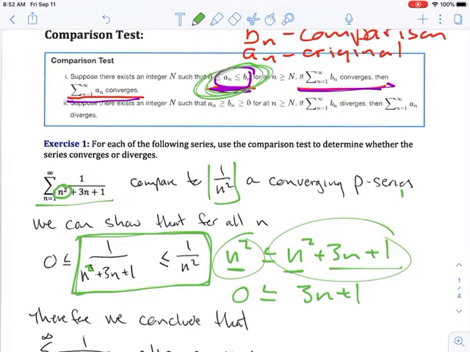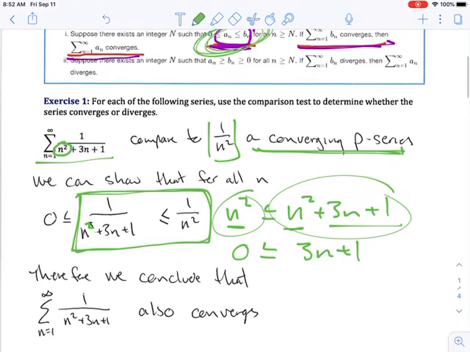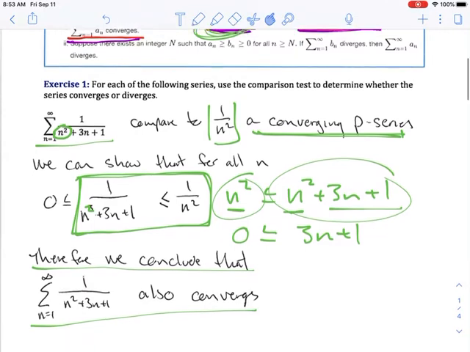All right. Then we also know that 1 over n squared is a converging p-series. Well, if we know that 1 over n squared is a converging p-series and it is always greater than the original series, then there's nothing to do. We simply conclude that it converges. Okay? Therefore, we conclude that our original series converges. Let's take a look at a second example.